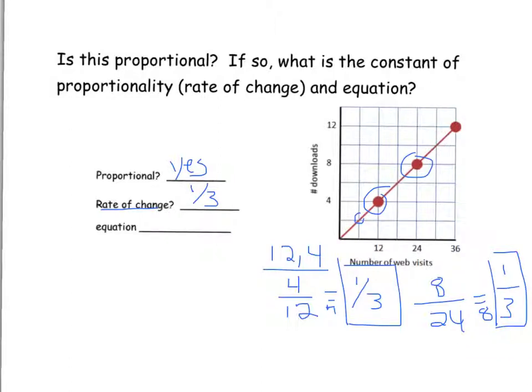The equation, remember, has our rate of change as the coefficient of the variable. So we have to multiply our independent variable by 1/3 to get our dependent variable.